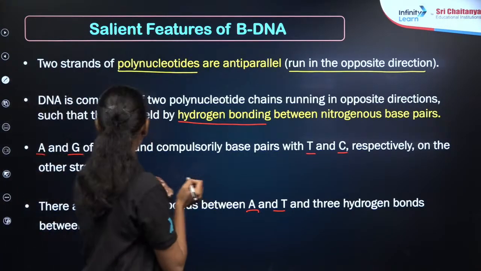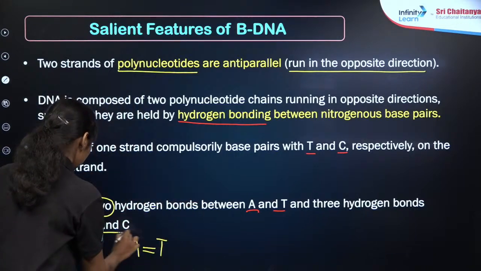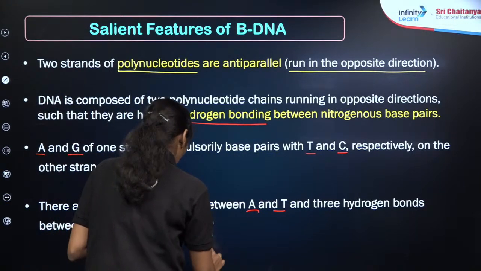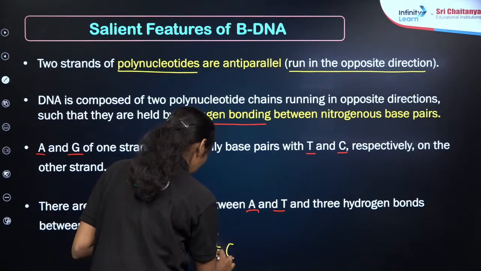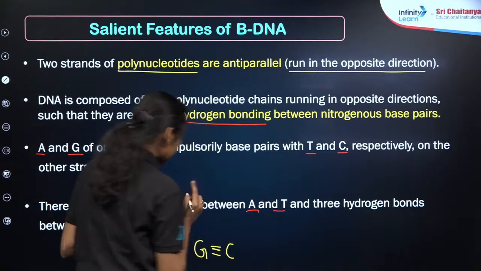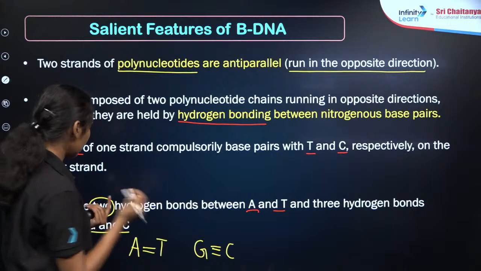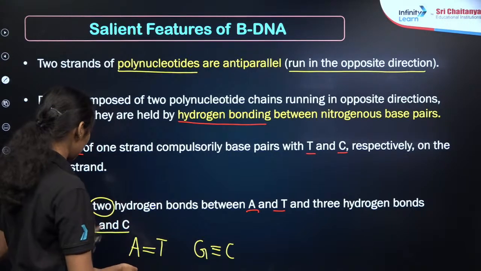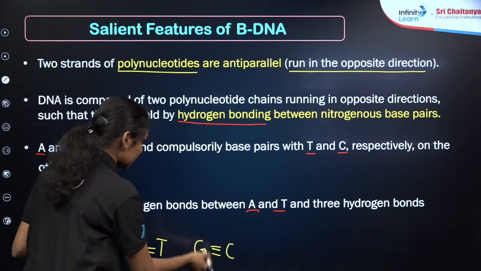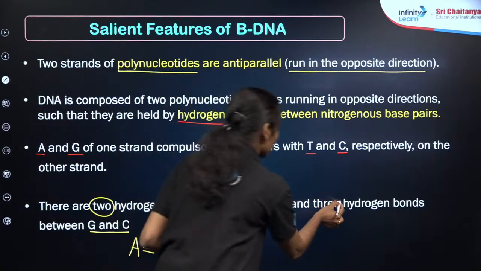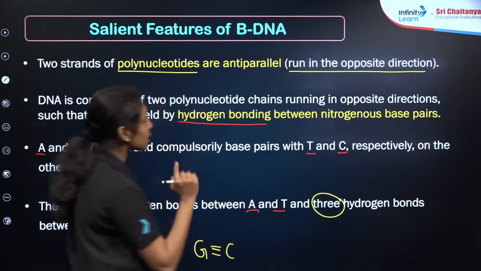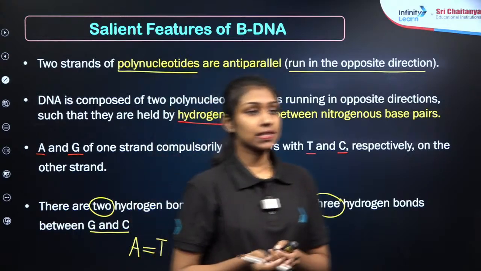Then what about the next one, guanine and cytosine? Guanine combines with cytosine to form three hydrogen bonds. You will get an idea of this when we teach the structure of guanine and cytosine. So it can be represented as guanine with cytosine having three hydrogen bonds. Clear? These are the main features of the double helical structure of DNA.